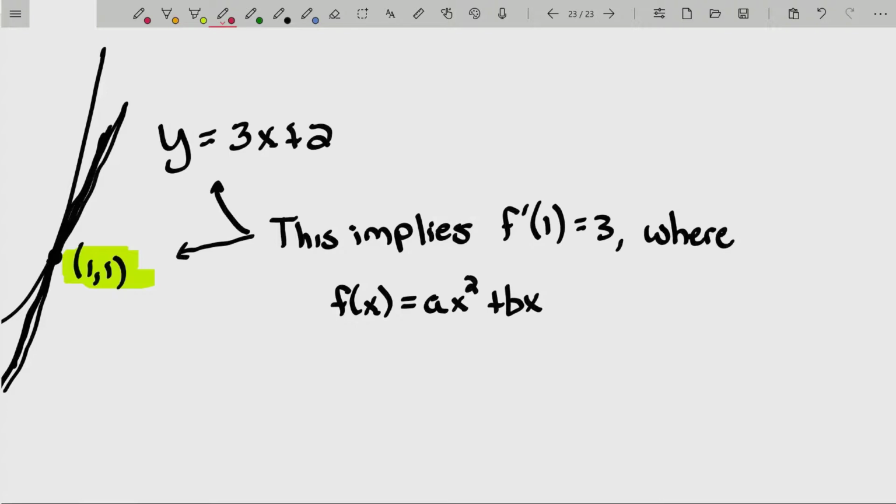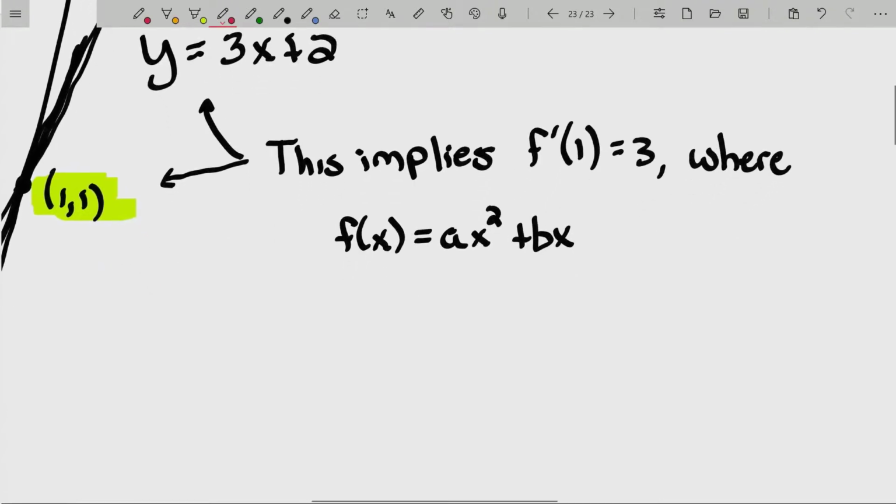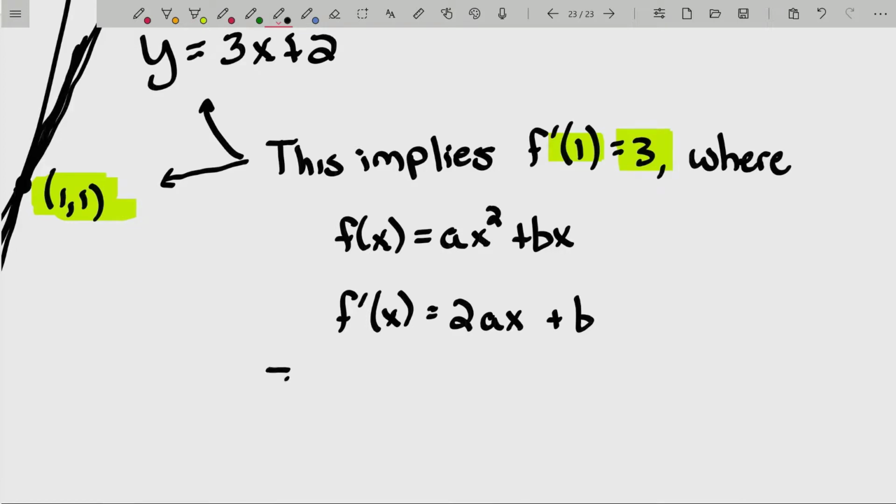So if f prime at 1 is supposed to be 3, then that tells me I should probably try to find what f prime is. And that's pretty easy. F prime of x is equal to, remember a and b are constants, so the derivative of a constant times x squared is 2ax to the first, plus the derivative of b times x is just b. And we know that if we plug 1 into that, our output should be 3. So I'll plug 1 into that and force the output to be 3.